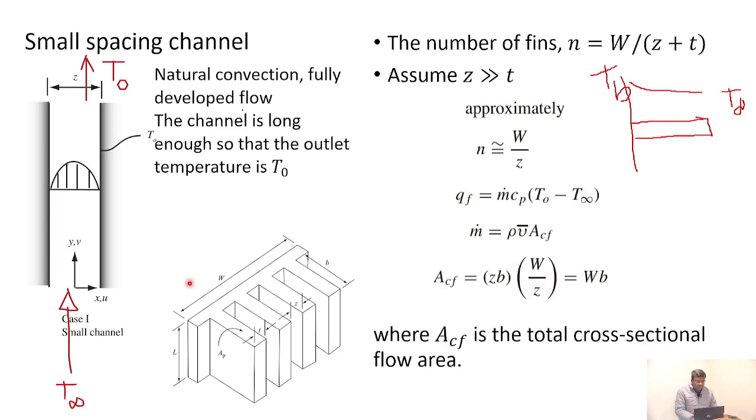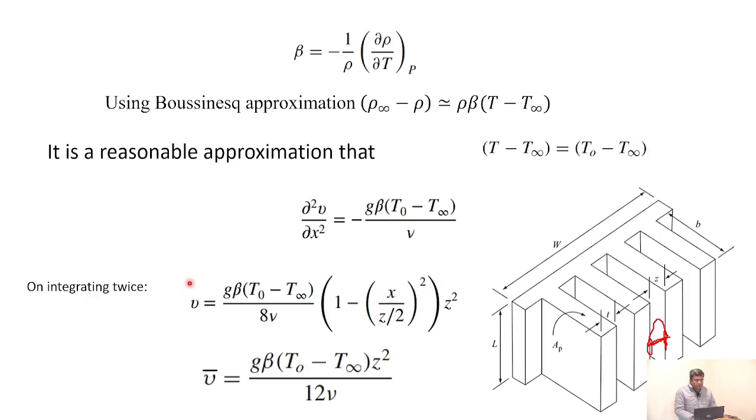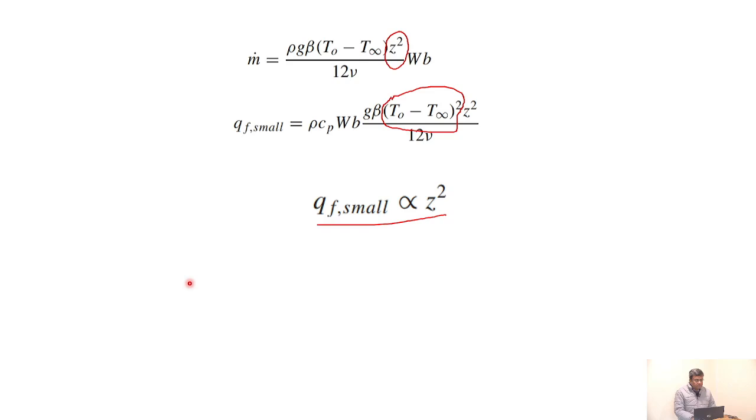For this case, we derived some expression which gave us QF, which is the heat transfer. And we saw that QF is proportional to Z squared. Z is the spacing between two fins. So this is a fin array with small spacing, and as long as the spacing is small, QF is proportional to Z squared.